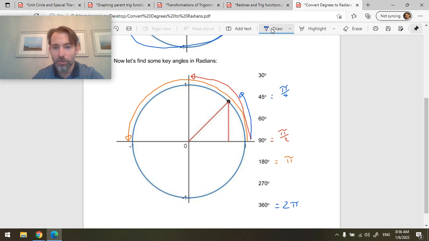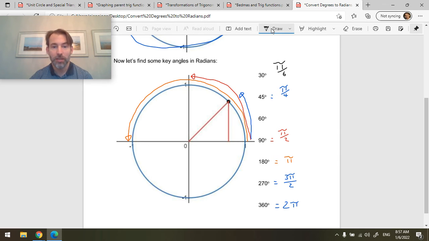All right. And then 270, well, that would be 180 plus 90. So pi plus pi over 2. So that would be equal to 3 pi over 2. Okay, that's 1.5 pi. Now let's take a look at 60 and 30, see if we can figure out those. 30 degrees, if I multiplied that by 3, would give me 90 degrees. So if I divide 90 by 3, I'll get 30 degrees. So that one is going to be here, pi over 6.